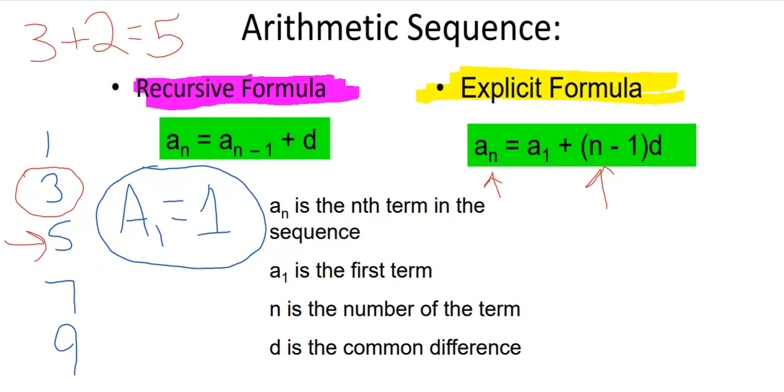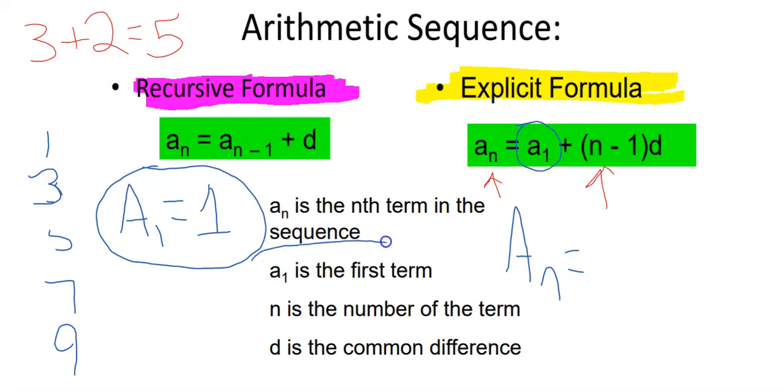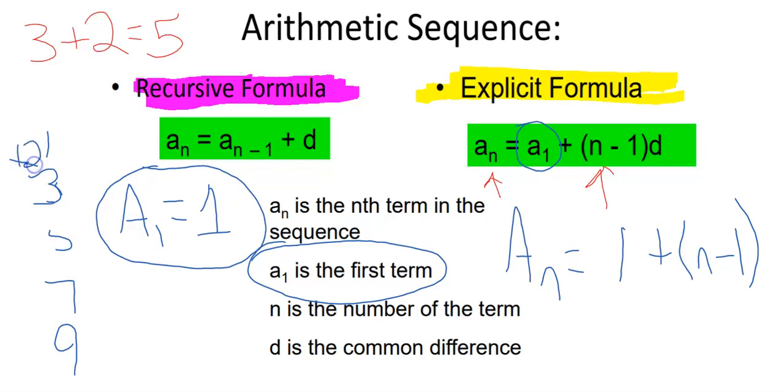So if I look back over here at the example where we have 1, 3, 5, 7, and I want to write the explicit formula for that, I could say that any step is equal to A1, my first term. We just said the first term is 1, plus n minus 1 times d, which is my common difference. For these, I'm adding 2 each time, so my common difference will be 2.